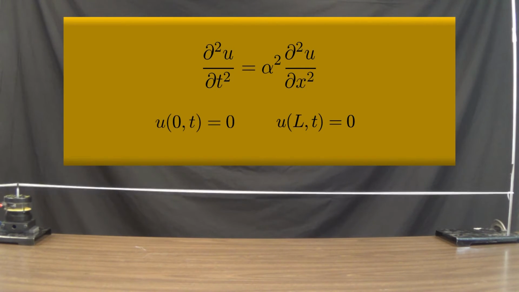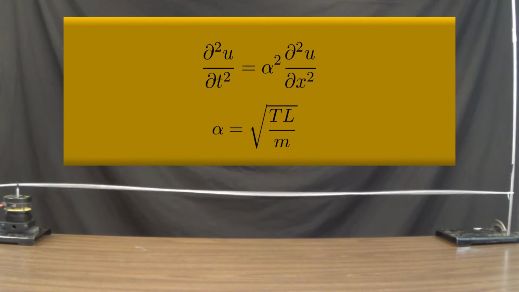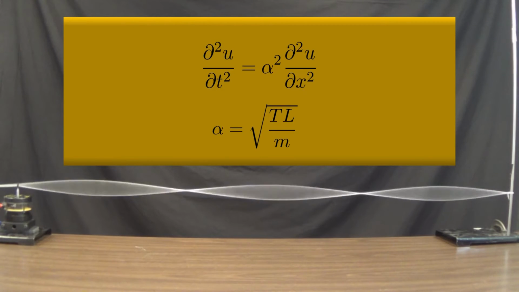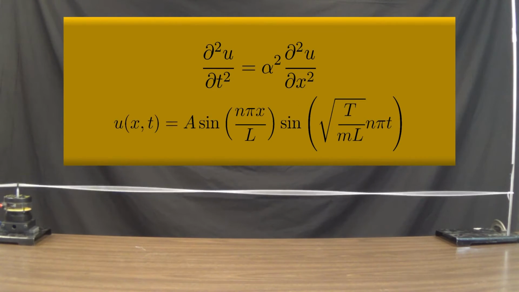It is also important to know that the wave speed on the string is a parameter in the wave equation that varies only on the string's tension and linear density, which will be relatively constant throughout the demonstration. With this known, one can solve the partial differential equation.